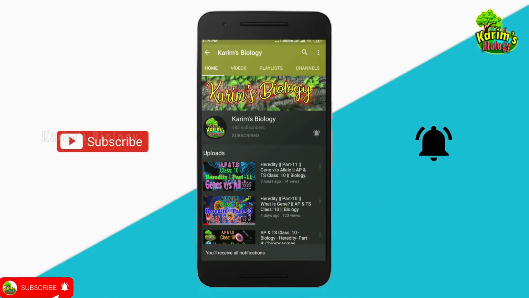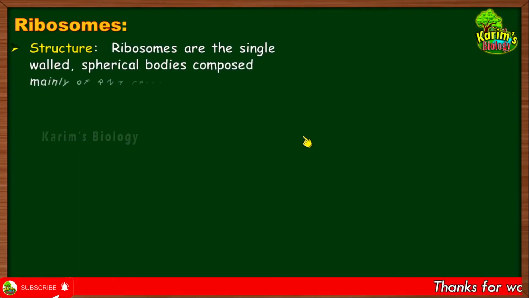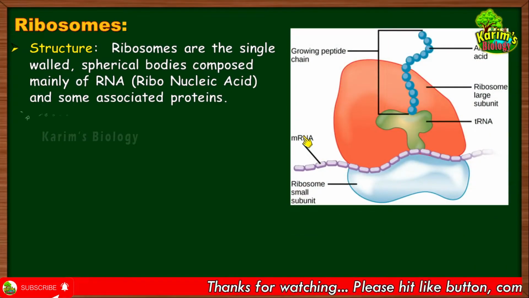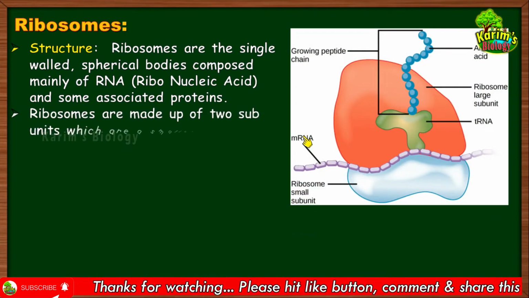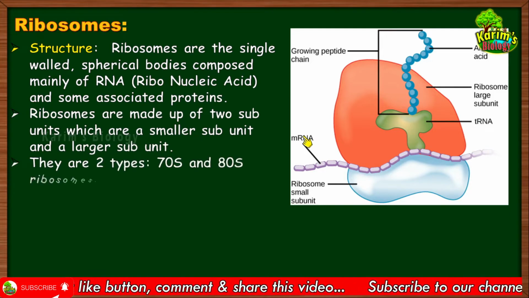First of all, let us learn about ribosomes. Ribosomes are single-walled spherical bodies composed mainly of RNA. RNA stands for ribonucleic acid, and in addition to RNA they are also composed of some associated proteins.